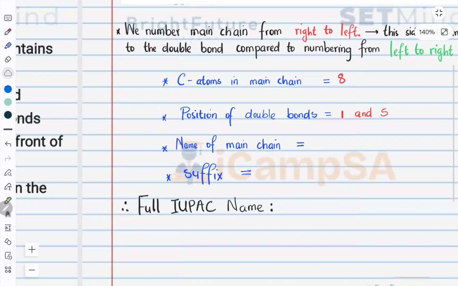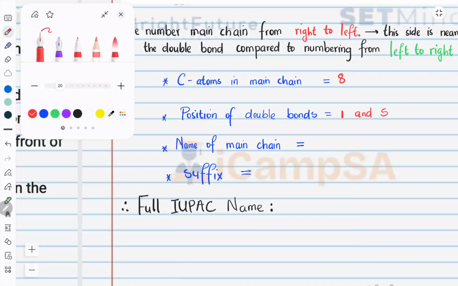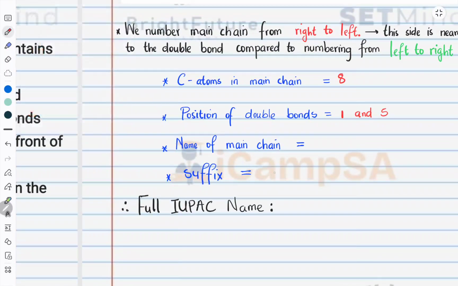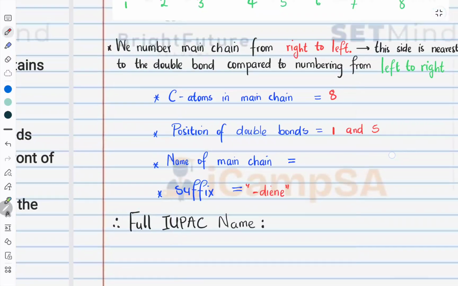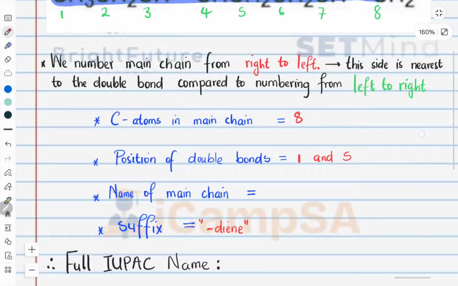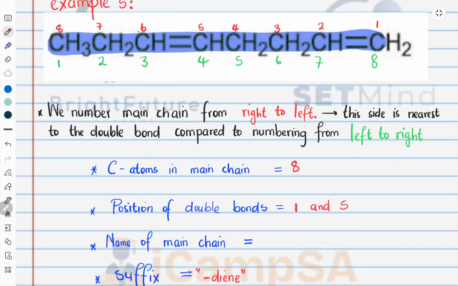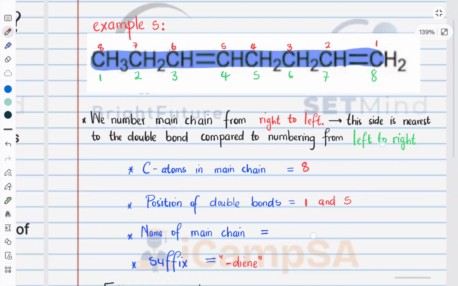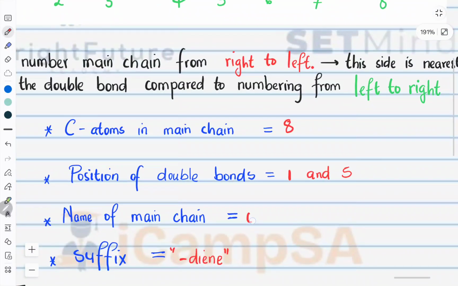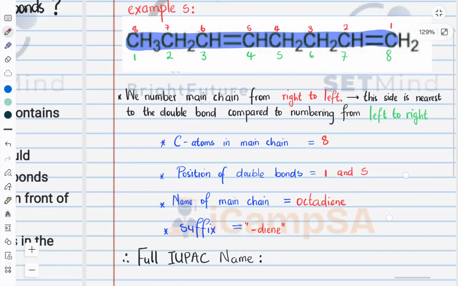So name of the main chain, since it has 8 carbon atoms, and remember now the suffix changes. It changes to diene, like this, instead of just ene. Now it's a diene. So the name of the main chain will also have diene in it. So we're still using the same concept we were using when it was just a simple alkene. So since there are 8, it means it's an oct, but it will be octadiene. Right, we just changed the suffix. So that's the difference.